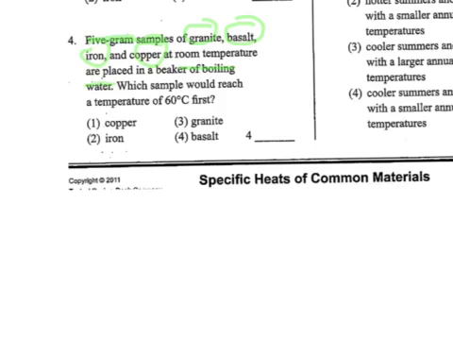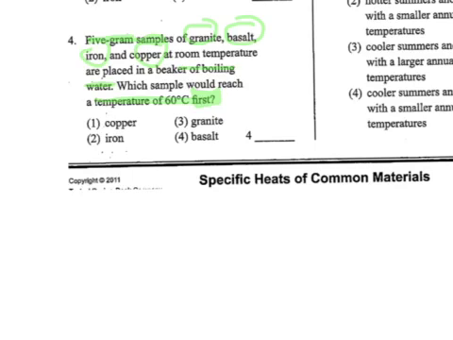They're starting off at room temperature, and they're placed in a beaker of boiling water. And we know water boils at about 100 degrees Celsius. And it's asking which sample would reach a temperature of 60 degrees first. This is the important part. It's asking which one's going to reach 60 degrees first. That means that it is going to heat up the quickest.